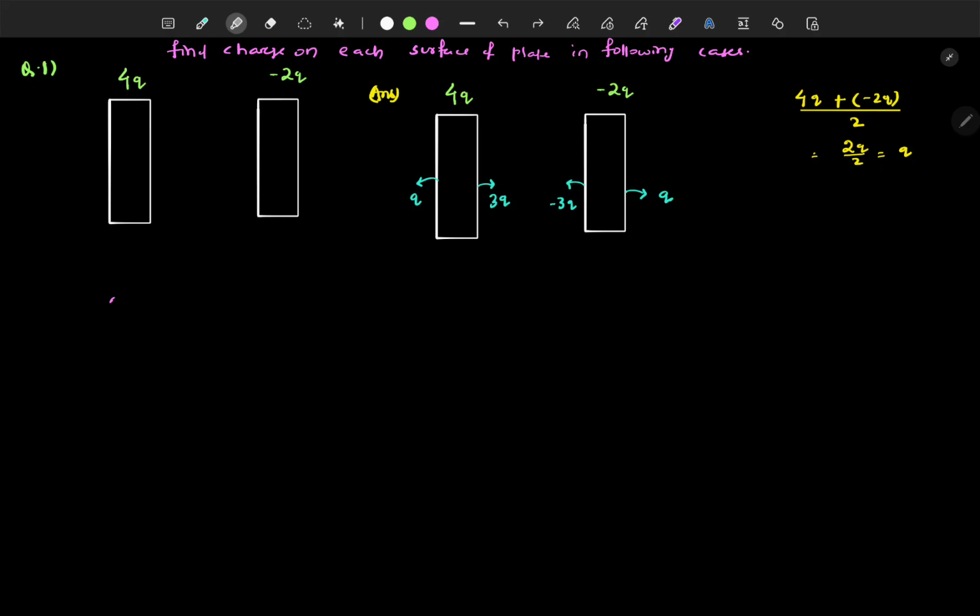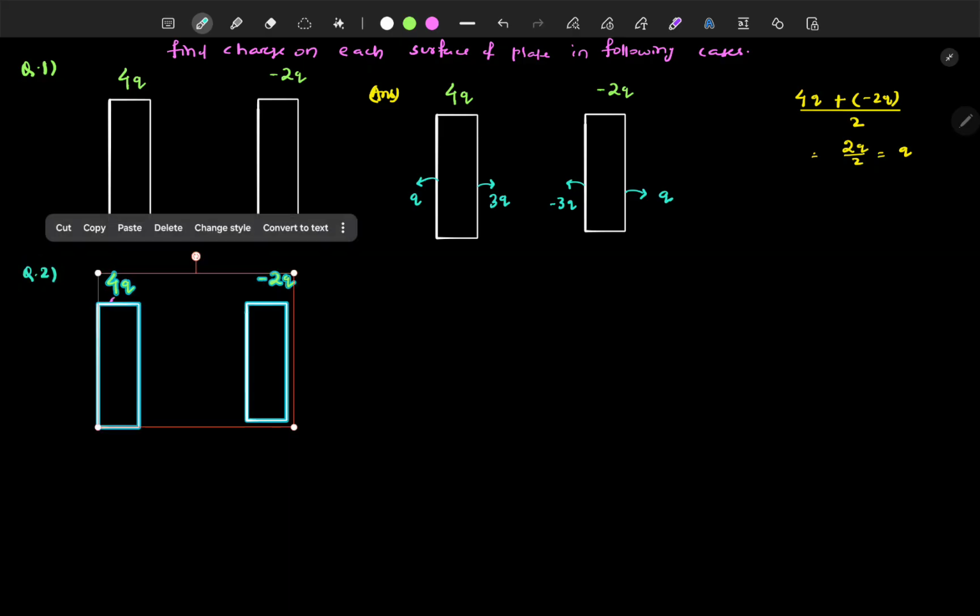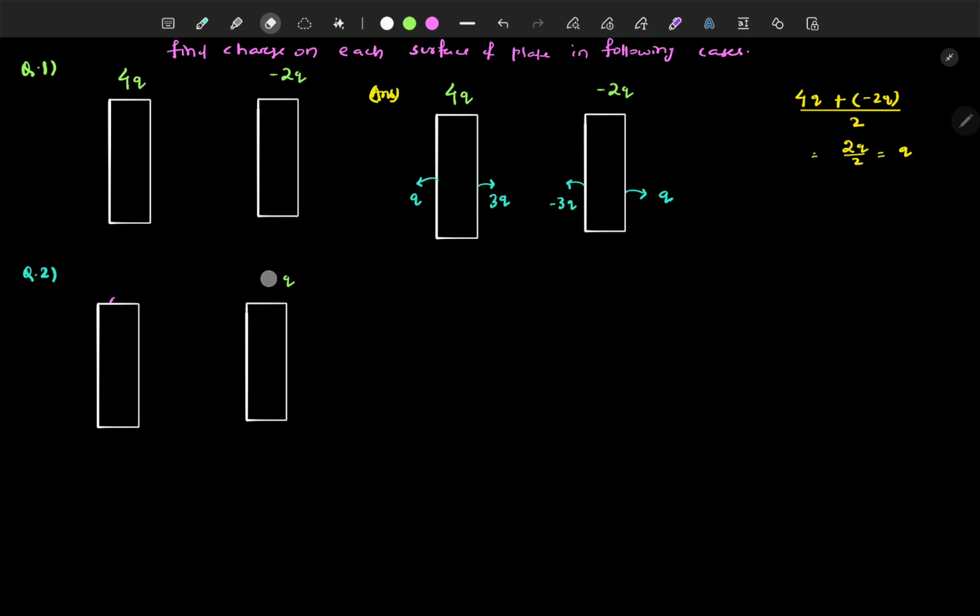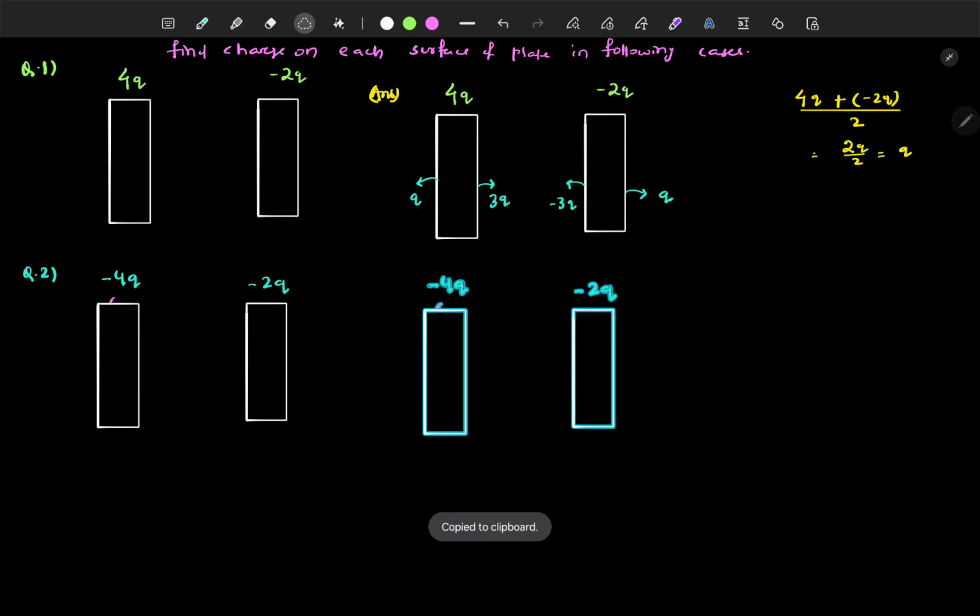Okay, next come to another question. Question number 2. Here it is mentioned, first plate charge is minus 4q and second plate charge is minus 2q. So what do we have to do in this case? Same trick, same technique you all have to apply.